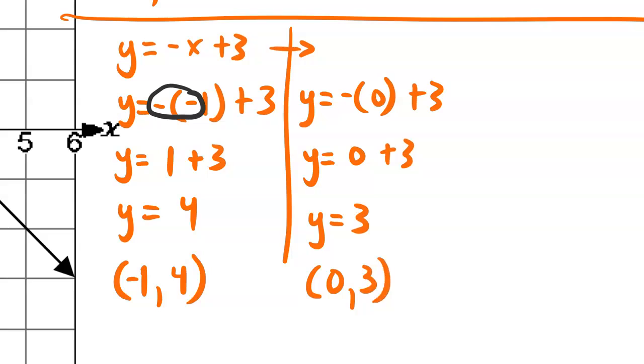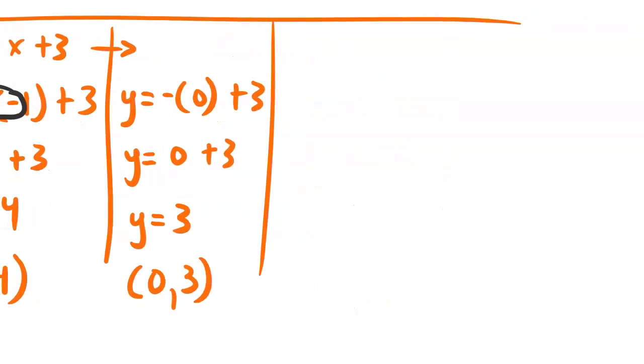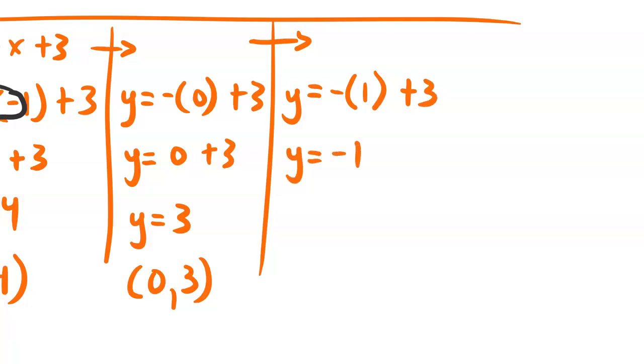And our last point that we're going to use for x is positive 1. Y equals negative, input your 1, plus 3. Y equals -1 plus 3. Y equals -1 plus 3 gives you 2. So when your x was 1, your y was 2.